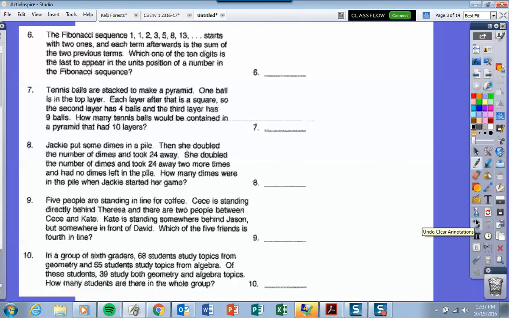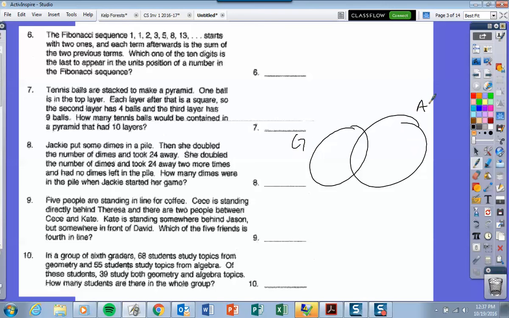For number 10, I'm going to go ahead and make a Venn diagram for the 2 things. So I've got geometry over here and I've got algebra over here. I know there are 29 over here and there are 16 over here and there are 39 that fit inside of there. So in order to solve this, I'm going to say, well, how I got 29, how I got 16, sorry I didn't talk about that.